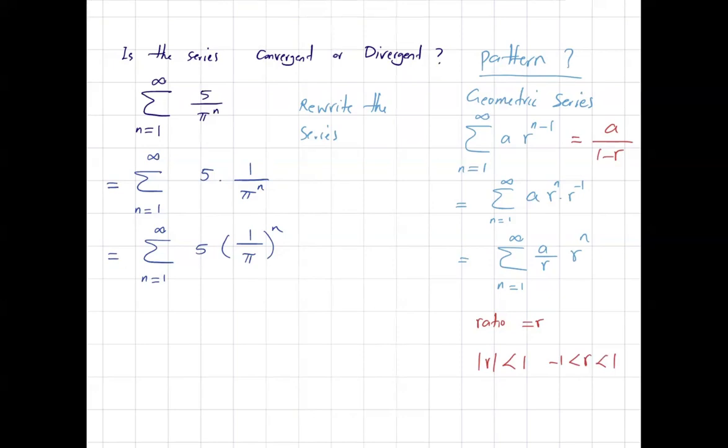If you write the sum of the series, this is going to be 5 times 1 over pi plus 5 times 1 over pi squared plus 5 times 1 over pi to the power 3 plus the rest of the terms. This is basically a geometric series. But what is the ratio here?